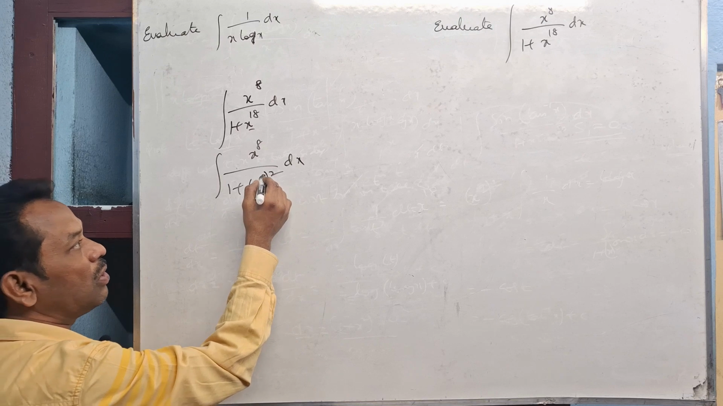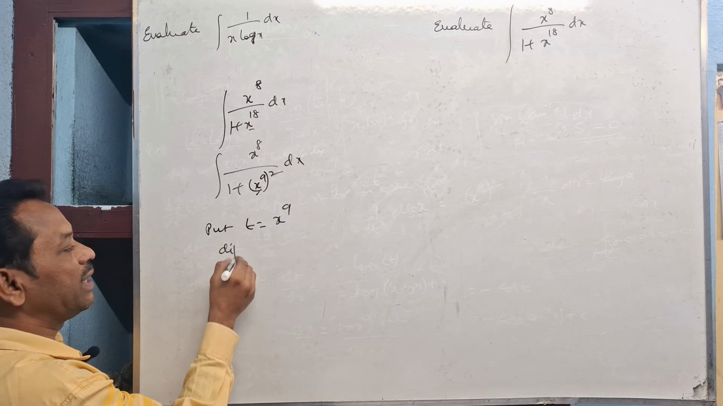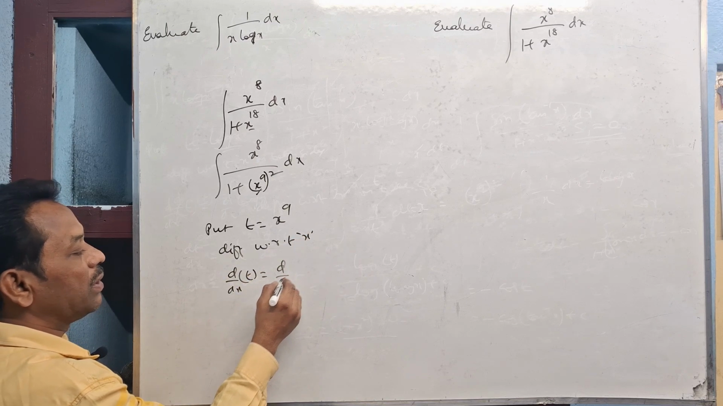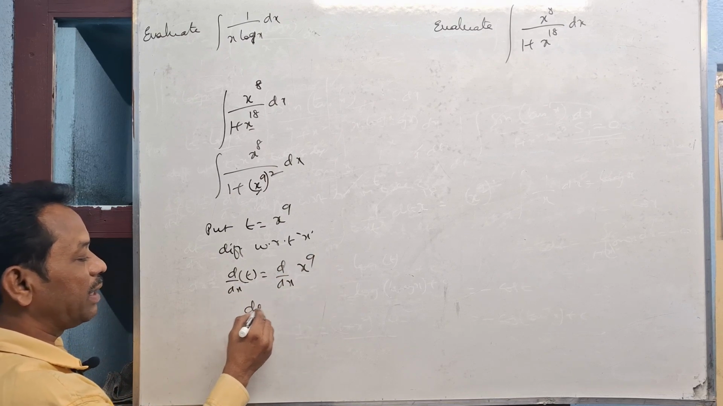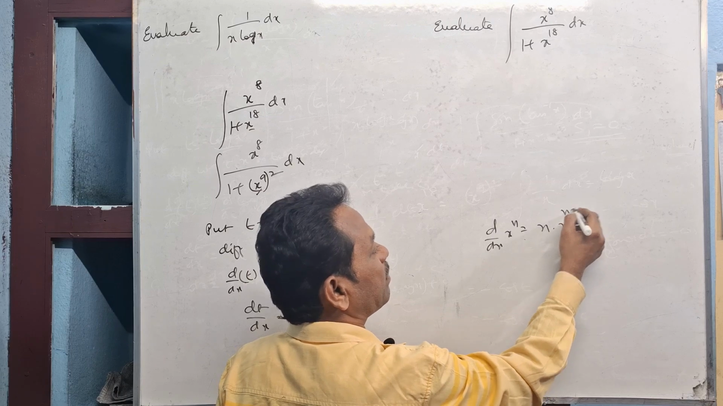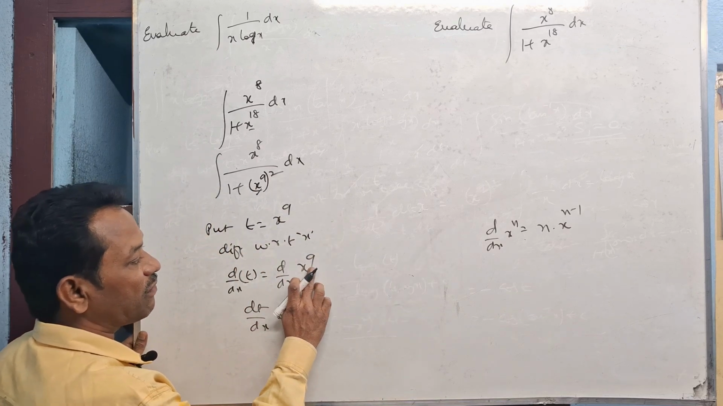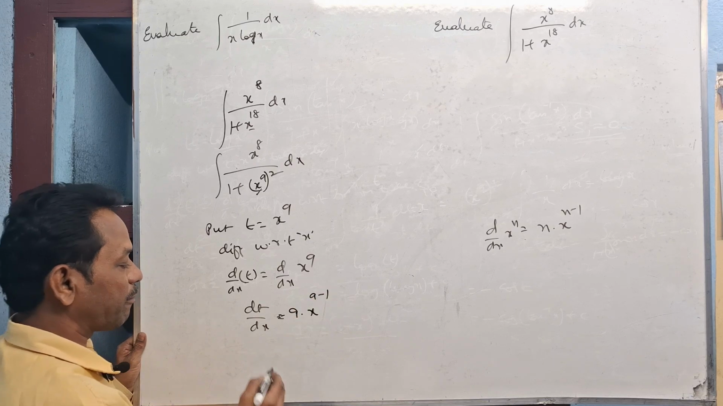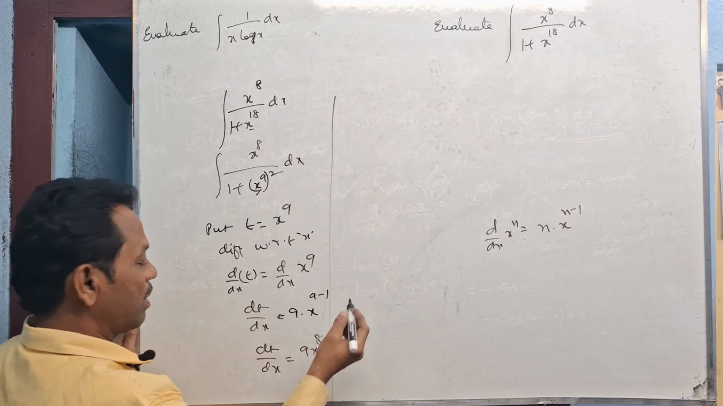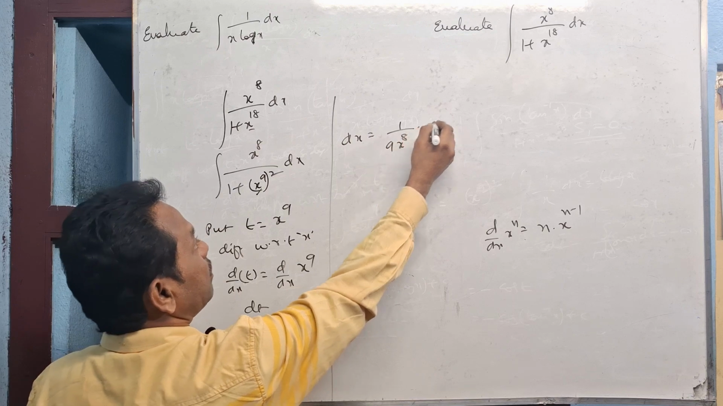Now, in the next step, let me take t as x power of 9. So let t equal x power of 9. Differentiating with respect to x on both sides, d by dx of t equals d by dx of x power of 9. We know the derivative of x power of n is n into x power of n minus 1. When I compare with that formula, the value of n is 9 here. So we'll get 9 into x power of 9 minus 1. So dt by dx equals 9x power of 8. When I go for cross multiplication, dx will be 1 by 9x power of 8 into dt.